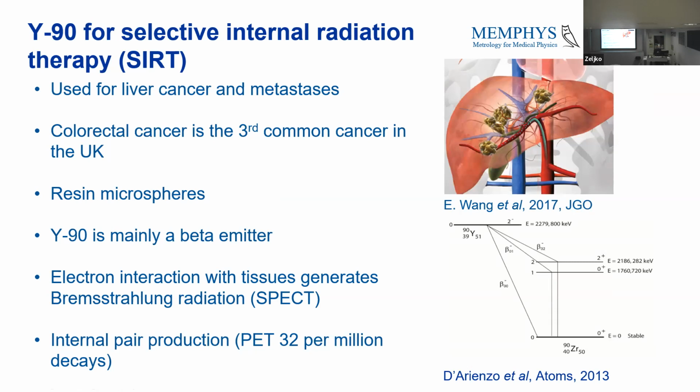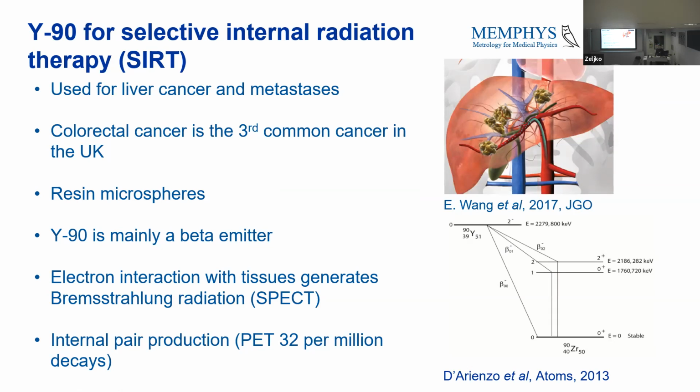It is directly injected in the hepatic artery using a solution with resin microspheres, and the Y90 is attached to these microspheres, and they will travel directly and deposit around the tumor. So in this travel, they emit beta particles and they interact with the tissues, producing Bremsstrahlung radiation.